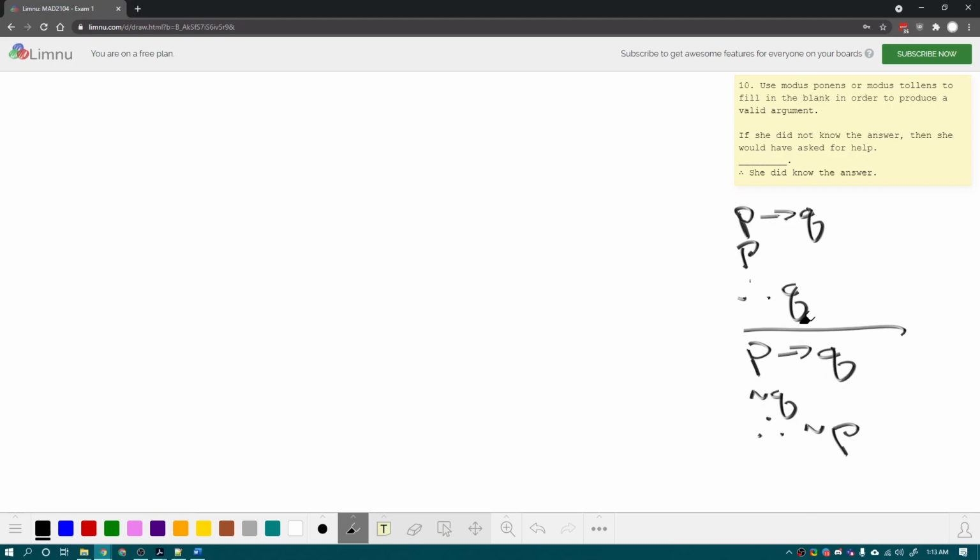How would I attack this problem if I was worried that I had not remembered these correctly? Well, I know that this is an if-then statement, right? So I know that it's going to be one of these two. It starts the same. So I'm going to assign my predicates. I'm going to start with P. If she did not know the answer, so she did not know the answer is P.